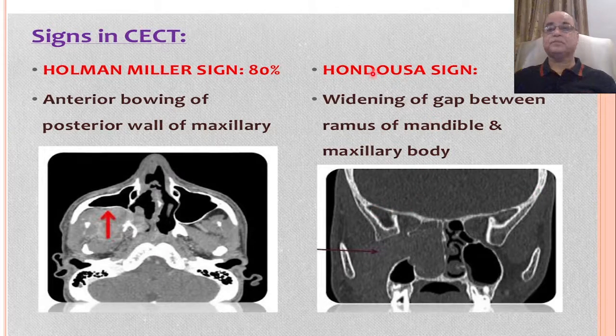Then there is the Hondusa sign. This is widening of the gap between the ramus of the mandible and the maxillary body on the affected side as compared to this ramus and this maxillary body on the normal side. This gap is increased on the diseased side. This is called the Hondusa sign.